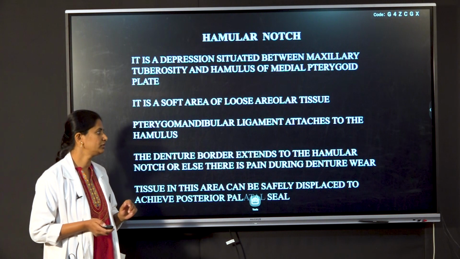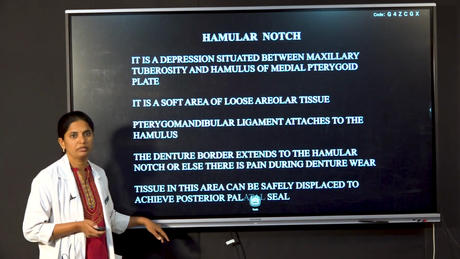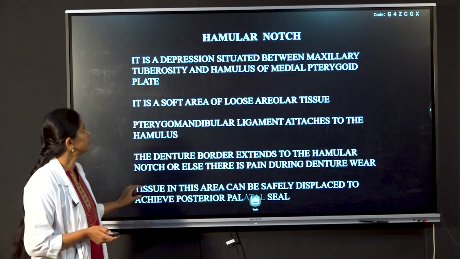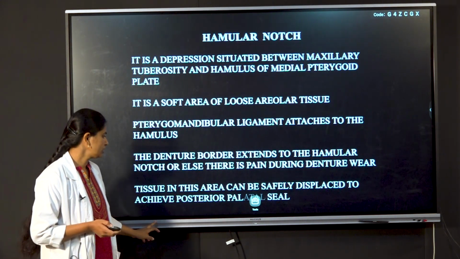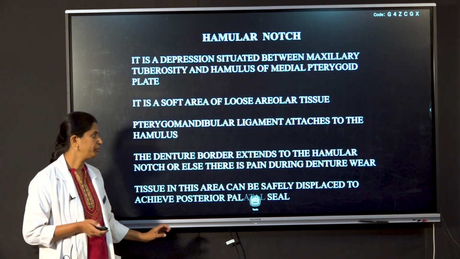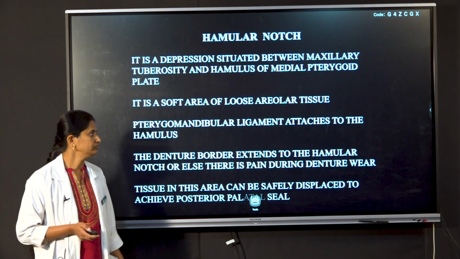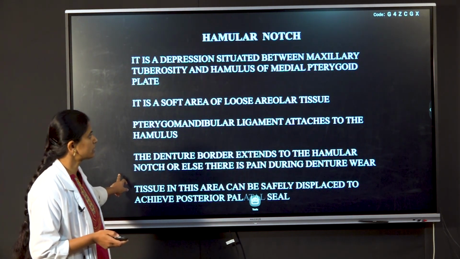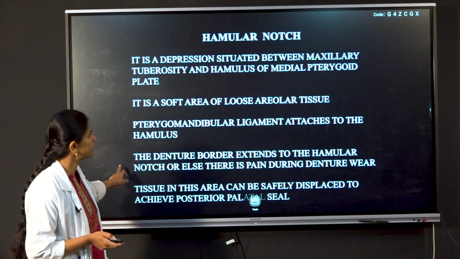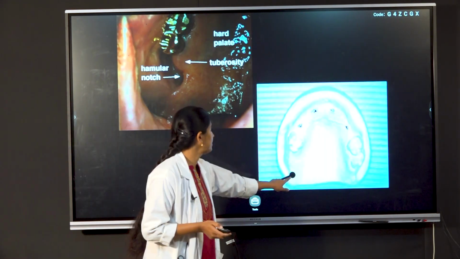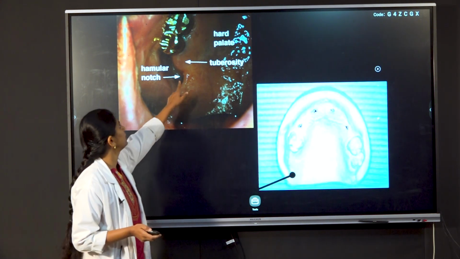Coming to the hamular notch, it is a posterior limiting structure of the maxillary arch. Here the hamular notch is present between the maxillary tuberosity and the hamular process. To record the hamular notch, ask the patient to open wide. There are no muscles attached here, but the pterygomandibular ligament is attached to the hamulus. That's the reason to ask the patient to open wide. This is the hamular notch.